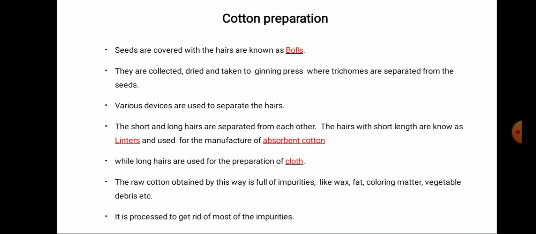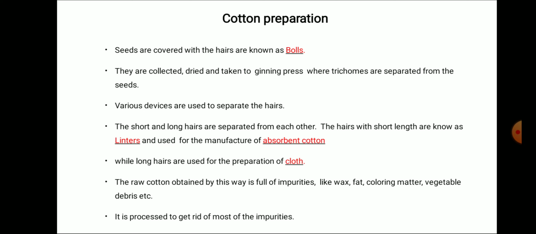Seeds covered with their hair are known as bolls. They are collected, dried and taken to the ginning press where the trichomes are separated from their seeds. This is the first part. It is known as opening and cleaning. Okay, various devices are used to separate these hairs or trichomes, you may call. The short and the long hairs are separated from each other.